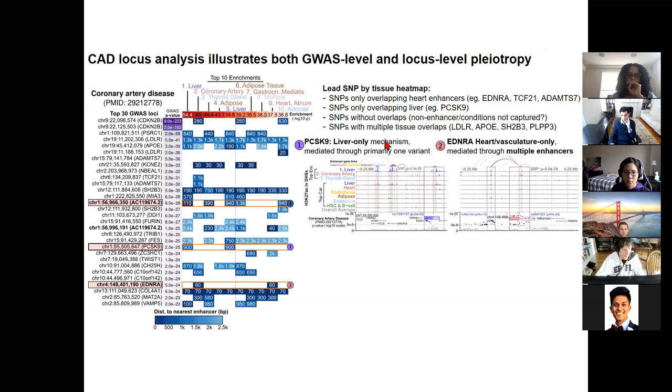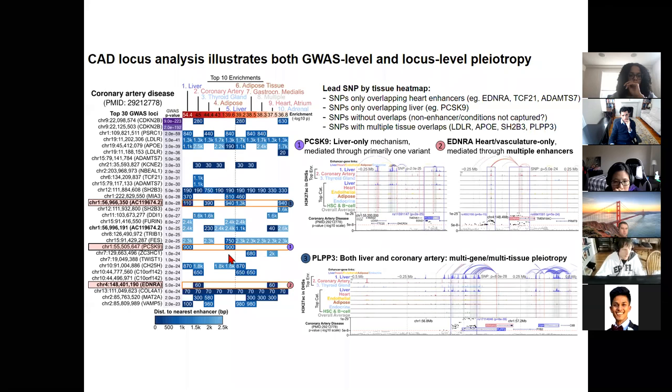By contrast, if you see this gene, EDNRA, you basically see that it only overlaps coronary artery here and heart and atrium here. And indeed, you see this association that is mediated through multiple enhancers, both converging onto the same target gene, which acts in heart. But you can see also examples where both mechanisms appear to be acting. You see that both liver and heart samples are found here. And indeed, you see that these associations implicate primarily liver, but also to some extent, some of them are linked to another gene here that appears to be acting in heart. So enabling us to now start dissecting these polygenic traits.